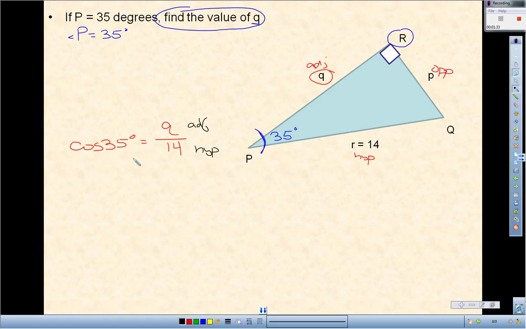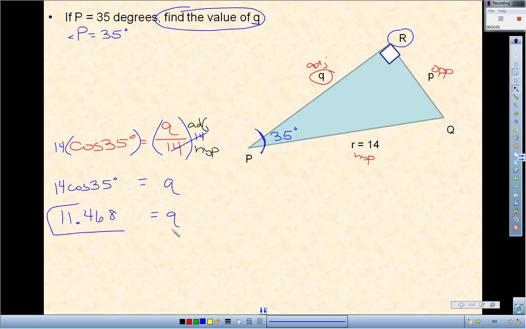So you have this equation. How are we going to solve this for Q? Well, the easiest way to do this would be to multiply both sides by 14. So the 14s cross out on the right hand side, so that's going to leave me Q is equal to 14 times cosine of 35 degrees, and then plugging this into our calculator and rounding it to 3 decimal places, I would get the value of 11.468. And even though it doesn't specify how many decimal places to round to, for this lesson today, I'm just going to round it to 3 places.